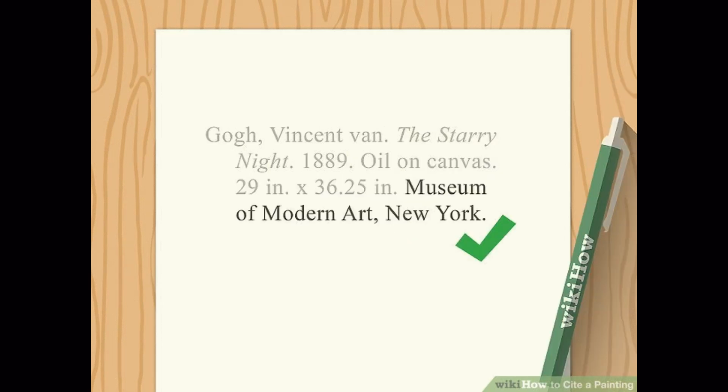Include the name and location of the museum or collection. After the dimensions, type the name of the museum, collection, or institution that houses the painting. Place a comma, then provide the name of the city where the museum, collection, or institution is located. Place a period after the name of the city. Example: Gogh, Vincent van. The Starry Night, 1889. Oil on canvas, 29 in. x 36.25 in. Museum of Modern Art, New York.